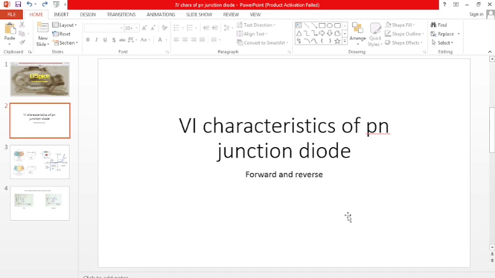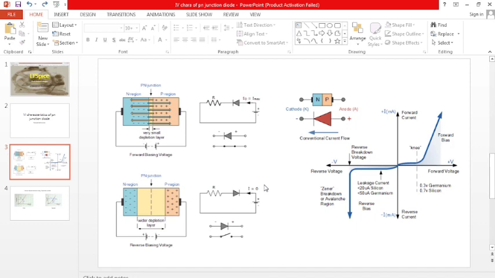The link to get this software is given in the description. Here we simulate the VI characteristics of a normal PN junction diode in its forward and reverse bias conditions. In theory, we already studied how to make a diode in its forward and reverse bias configurations.